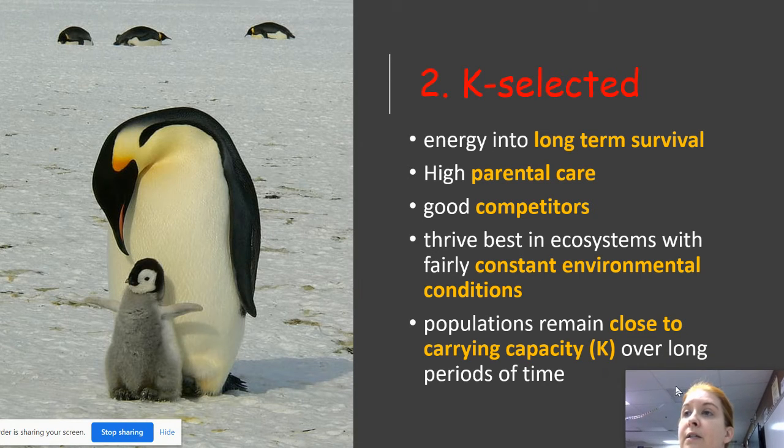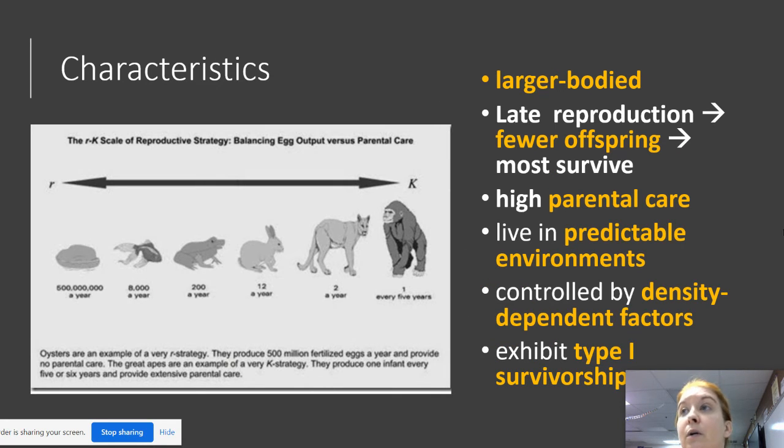Hey, look, it's the next thing I said. Populations remain close to carrying capacity, which is abbreviated by K. I don't know why, I didn't make it up, over long periods of time. So characteristics, we're just going to give you all of them.